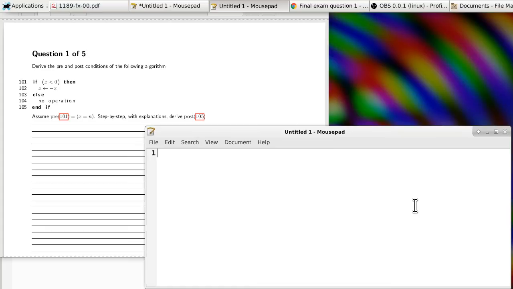This question has got two major components. The first one is a conditional statement. So with the conditional statement, we have to first figure out the preconditions of the then branch and also the else branch. And then we have to also know how to combine the post conditions of the then branch and the else branch back into the post condition of the entire conditional statement. So let's go ahead and check this out.